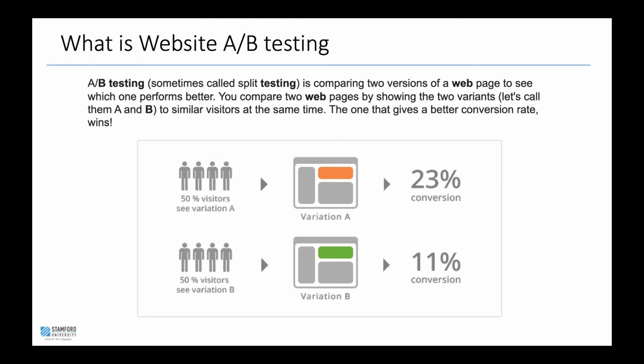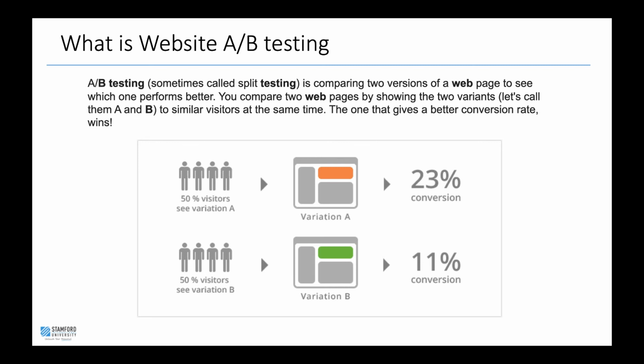All right. So A/B testing, sometimes called split testing, is when you're comparing two versions of a web page to see what performs better, or two versions of a creative to see what performs better. You can compare web pages, creatives, different variants. You can show one to customer A, another to customer B, and then you can see which one wins.